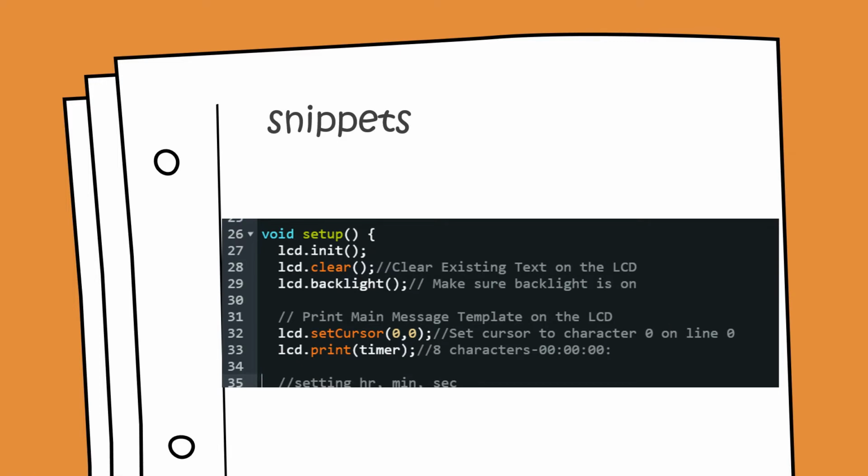So here's the setup loop. We have initialized the LCD, cleared the entire LCD, turned on the backlight, set the cursor to 0,0 and printed the initial characters.